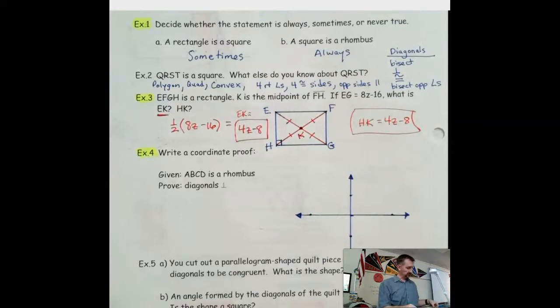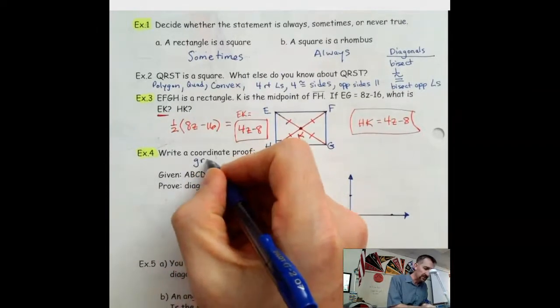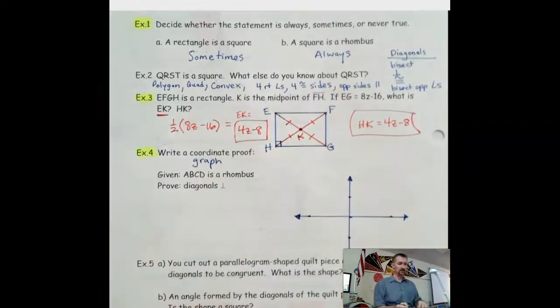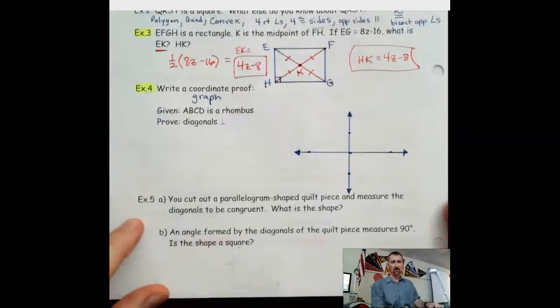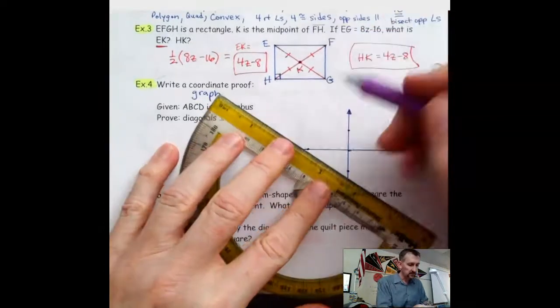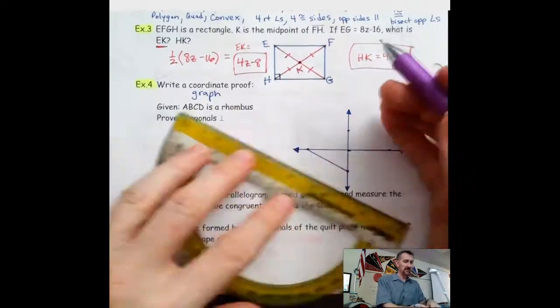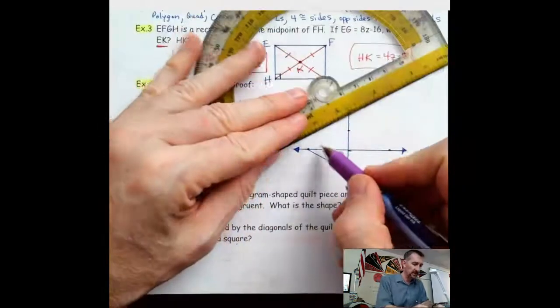Okay. Write a coordinate proof. So the first thing when you see coordinate proof is you should be using a graph. There should be coordinates. Okay? Now, it's telling us we have a rhombus. So I'm going to draw a rhombus on there. A rhombus has 4 equal sides. The diagonals bisect and are perpendicular.